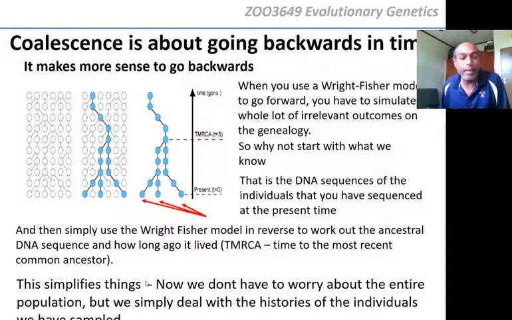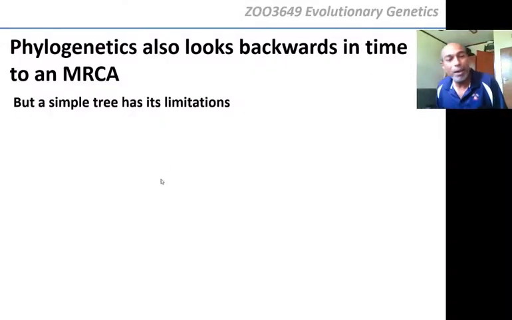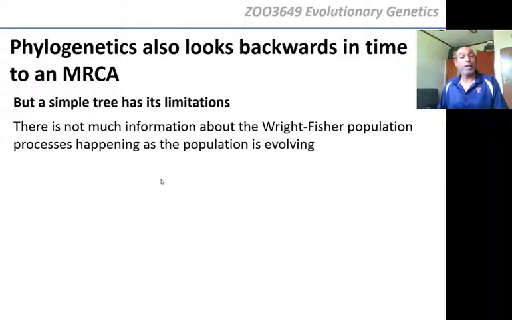Okay, this really simplifies things because now we don't have to worry about the entire population. We simply have to deal with the histories of the individuals that we have sampled. And those 3 individuals that we have sampled will give you the true history going backwards to the ancestral DNA sequence. Okay? But of course, a simple tree has its limitations. There is not much information about the Wright-Fisher population processes happening as the population is evolving.